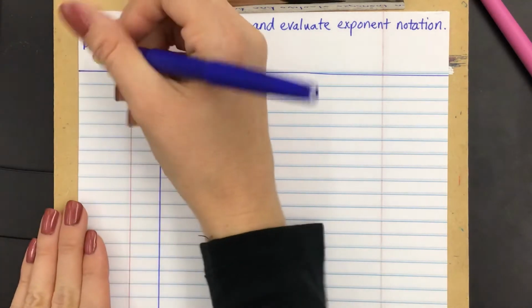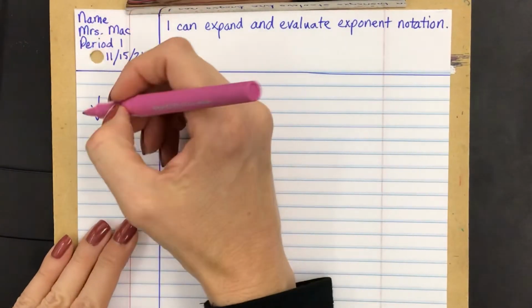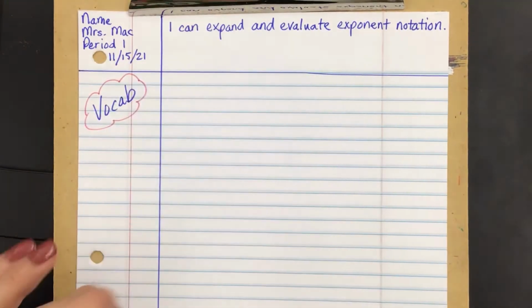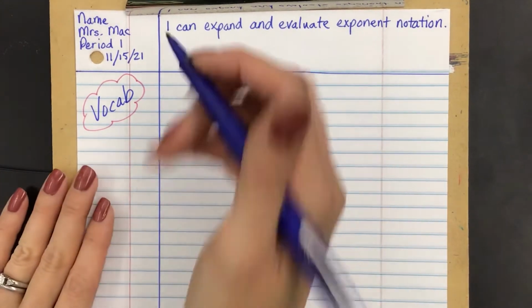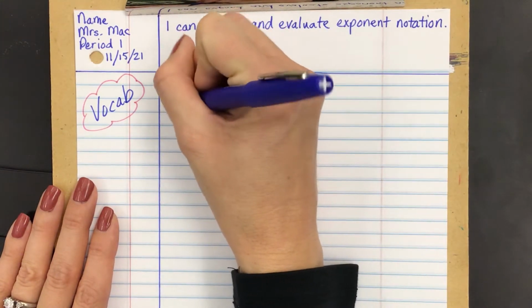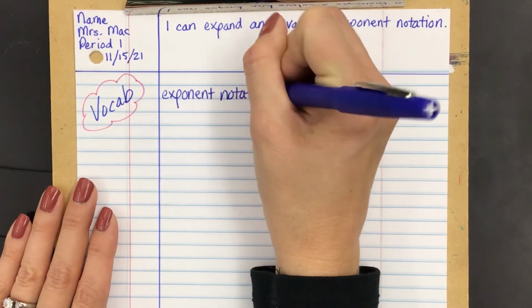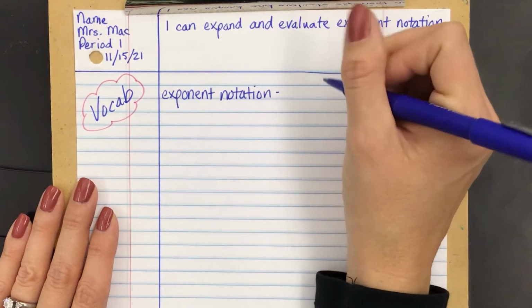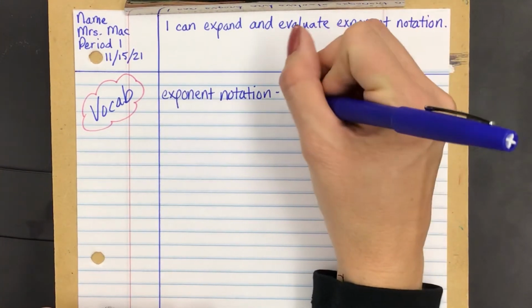All right, exponent notation. Let's write the definition first so that we understand what exponent notation stands for. I know this is mostly going to be review for you, but I want to make sure we have a good solid base before we start getting crazy with our exponents, okay? So exponent notation is when exponents are used to represent repeated multiplication.